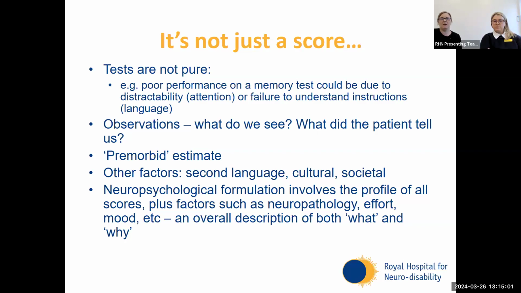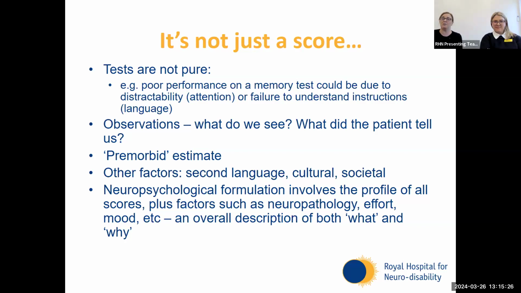Pre-morbid estimate is something that we're always trying to do in these assessments. And what that means is we need to get some kind of understanding of what would be expected for this person before they had their brain injury. Now, obviously, in an ideal world, we would have some kind of test data from before the brain injury, but in real life, obviously, this is very rarely the case. And so we're having to pool information to work that out.